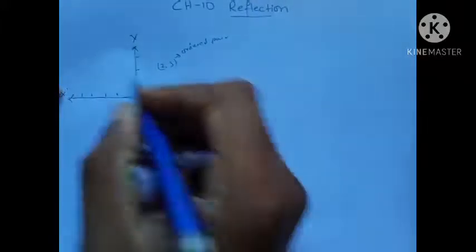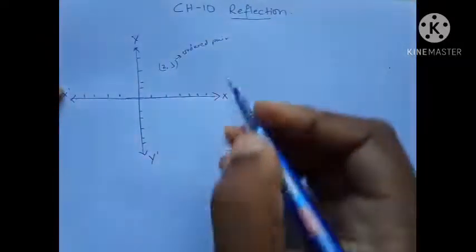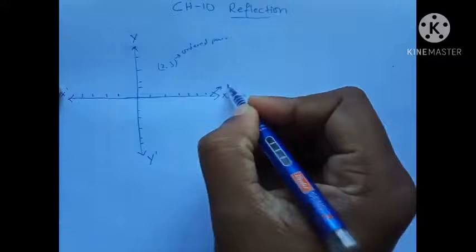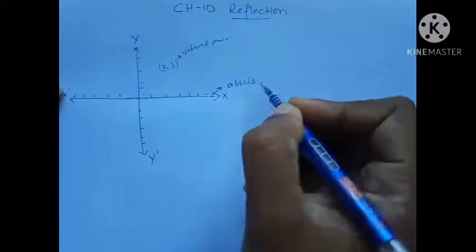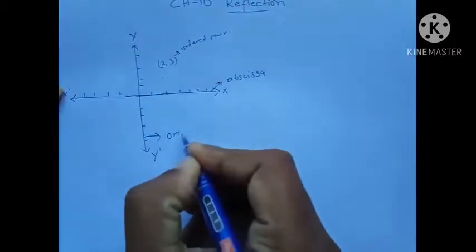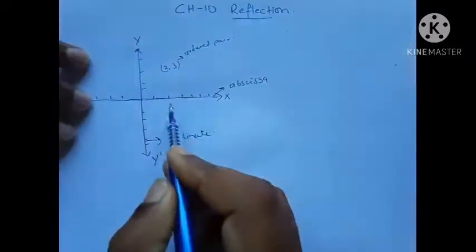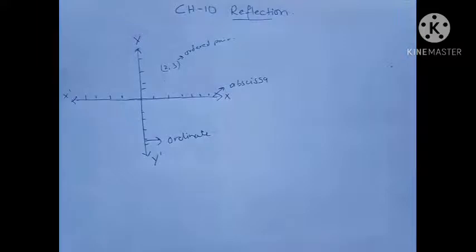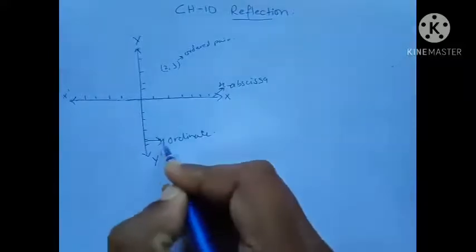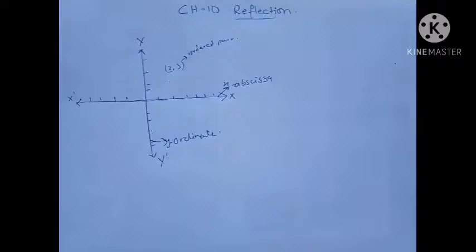This is called the x-axis, this is called the y-axis. You all know what the x-axis is and what the y-axis is. Now the x-axis is also called abscissa, and the y-axis is also called ordinate. Please remember this, it's going to be very important: the x-axis is called abscissa and the y-axis is called ordinates. These are the names given for the lines. In class 11th, it's going to be important for you to know this.